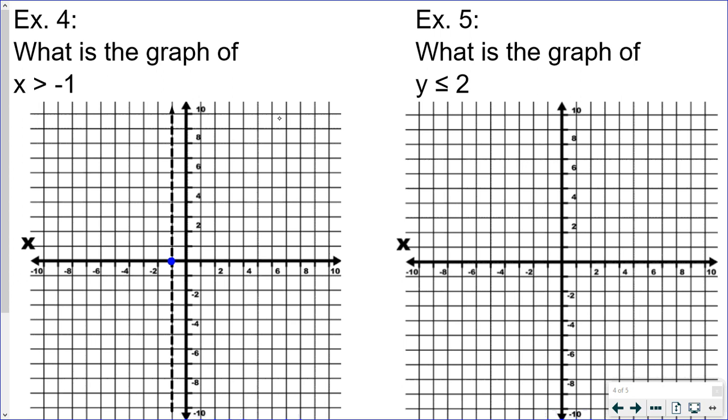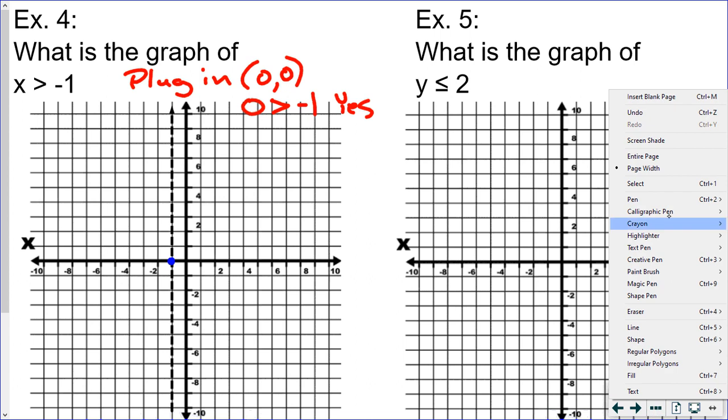So let's plug in 0, 0 and check that. So we're trying to figure out whether our solutions are on the right side of the line or on the left side of the line. Which side are we going to shade? If I plug in 0, 0, I would have 0 is greater than -1. That's true. So that means I'm going to shade on the right side of the line.